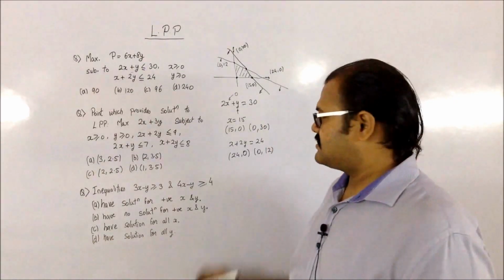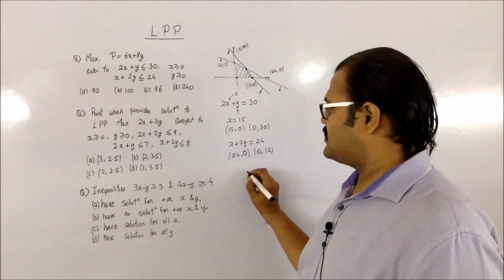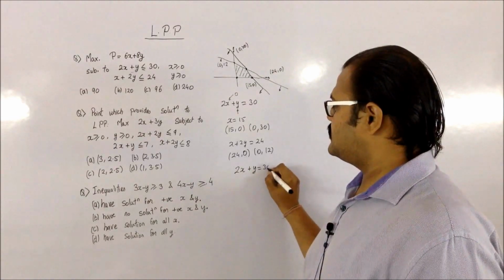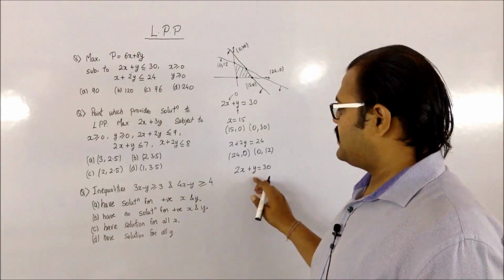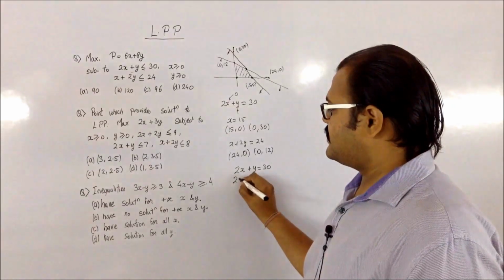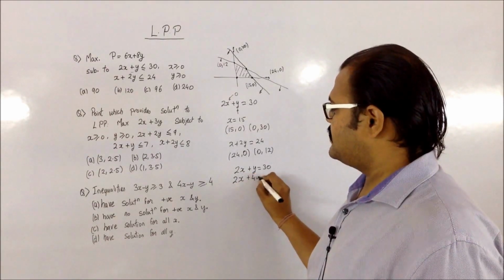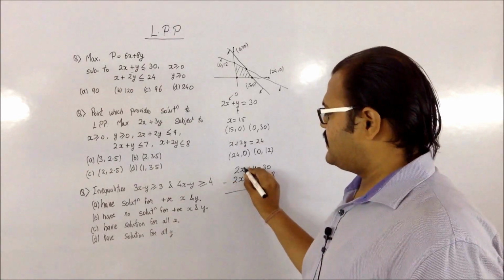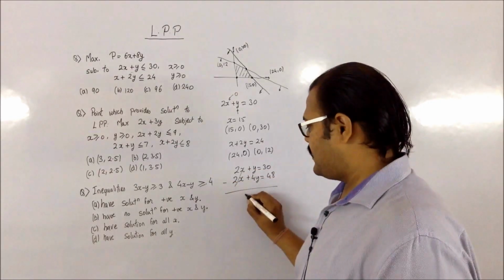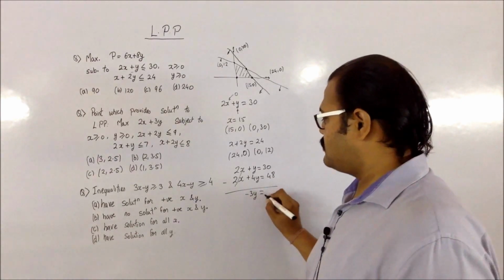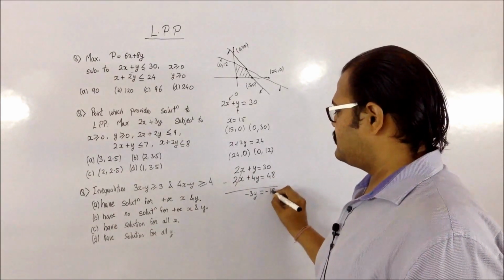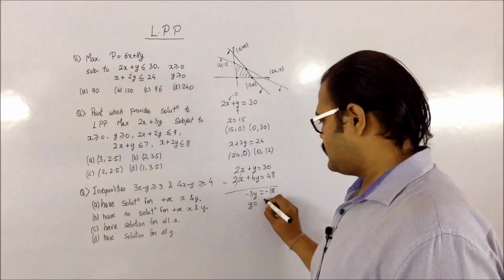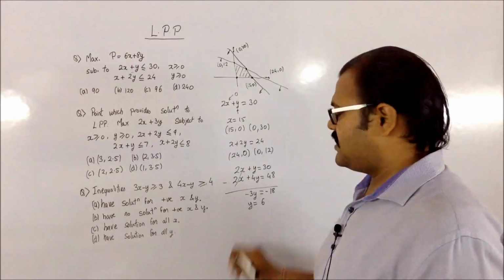So simultaneously I will be multiplying this equation by 2. So let us say 2x plus y equals 30. Let us multiply this equation by 2. So I will get 2x plus 4y equals 48. If I subtract them, my 2x gets cancelled out. I will be getting minus 3y equals, this becomes minus 18. So my y will have the value 6. So I'm getting my y as 6.